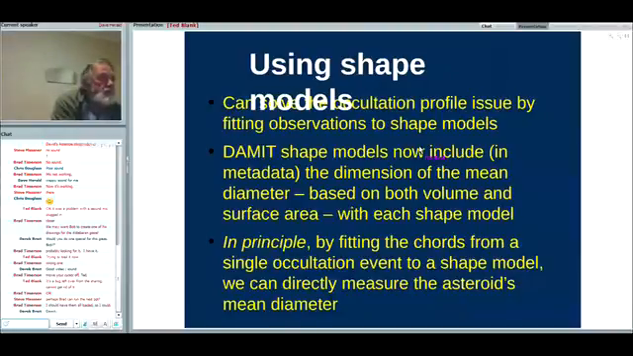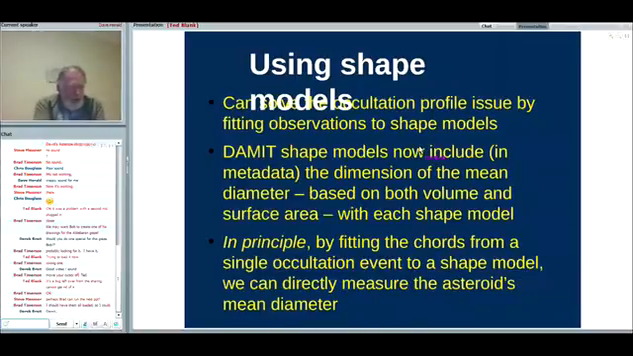Using shape models. I've got another laptop here showing the presentation so I can read a bit ahead. Now, we can solve the occultation profile issue of, hey, we've got a single profile, how do we get the diameter? By fitting our occultation observations to shape models.